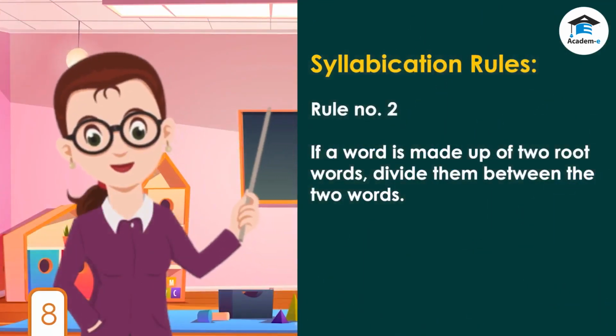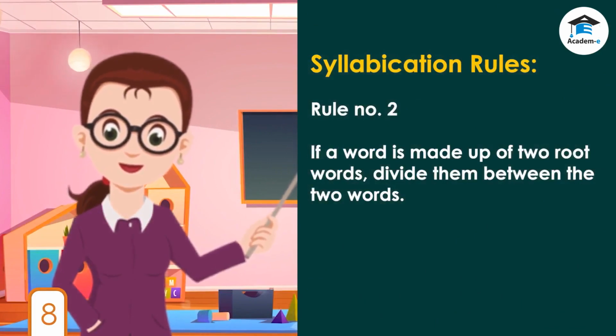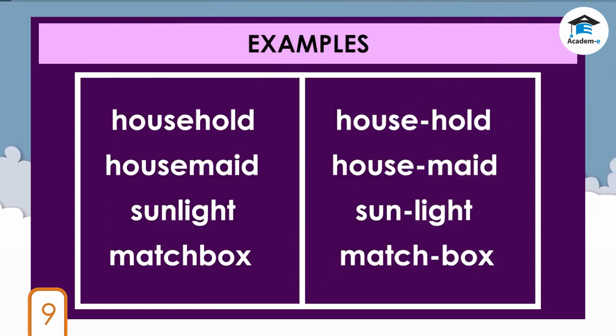Rule number 2. If a word is made up of two root words, divide them between the two words. Examples: household, house-hold; housemaid, house-maid; sunlight, sun-light; matchbox, match-box.